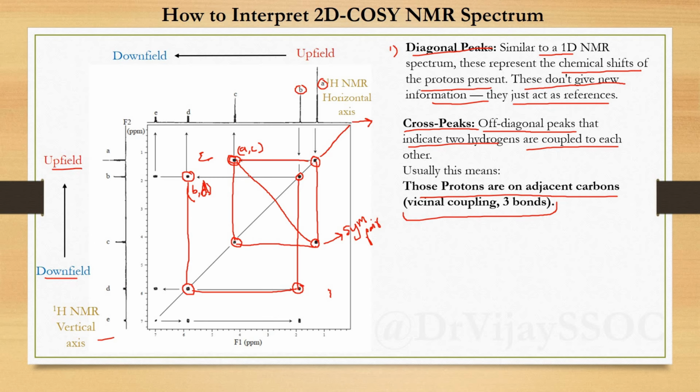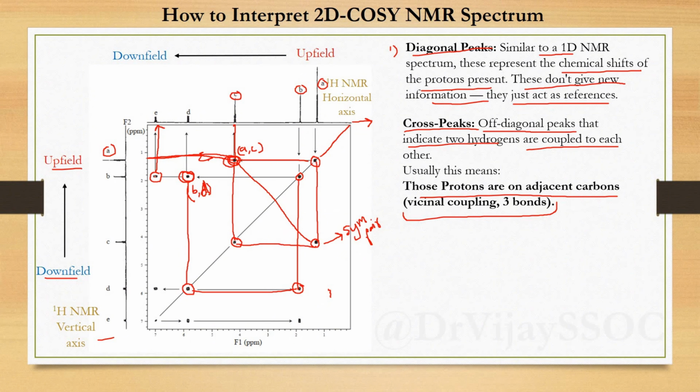Another way to interpret this COSY NMR is to just take the cross peak, draw the line from this cross peak, as you can see, to the other side, and see which proton it corresponds to. So you can see that this corresponds to C and A. This is another way to check the interaction. And here also you can do that. Let's take this cross peak and draw the line.